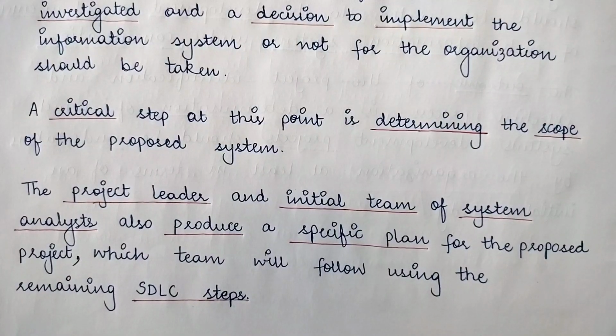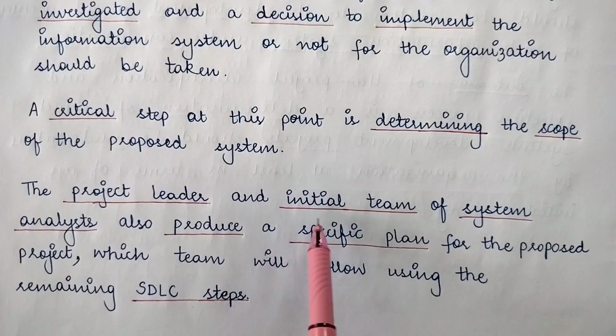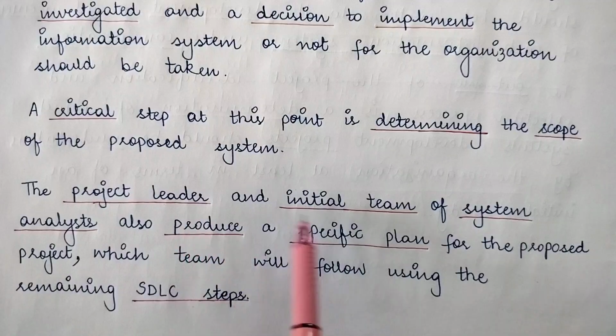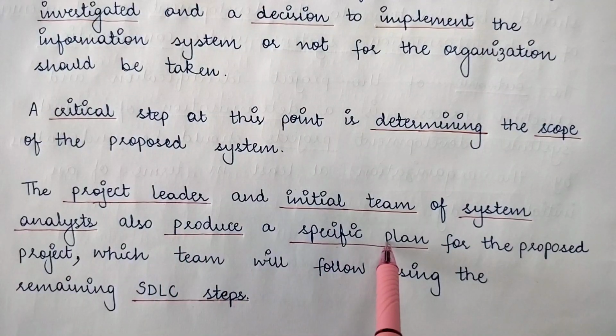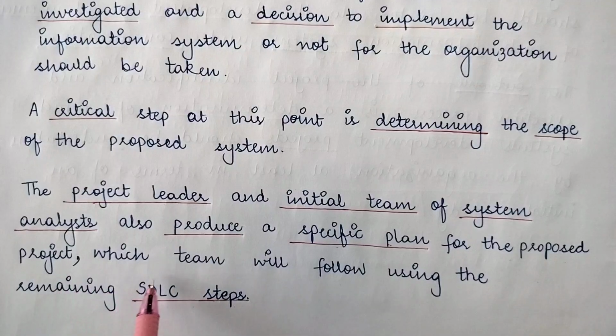So, the project leader and the initial team of system analysts, out of all the members of the system analyst team, there is one project leader and there is an initial team which initiates the entire process of SDLC. These people will produce a specific plan for the proposed information system project, which this initial team and project leader will then follow using the remaining SDLC steps. The remaining SDLC steps means from the third step of SDLC onwards.